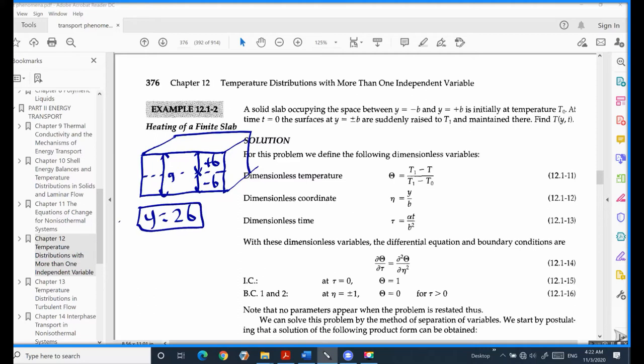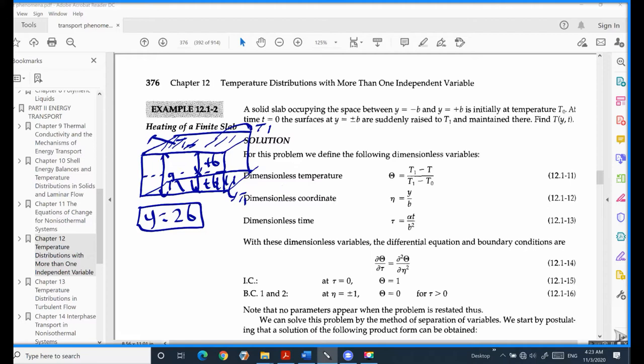Thickness of the slab. The problem says this slab, initially at rest, has the temperature T0, and at time t equal to 0, the surfaces, the top one and the bottom one, suddenly increase in temperature to T1, a sudden increase. Then find the temperature distribution dependent on the respective y and the time, okay?